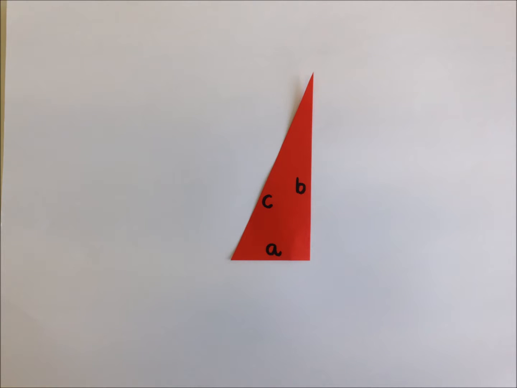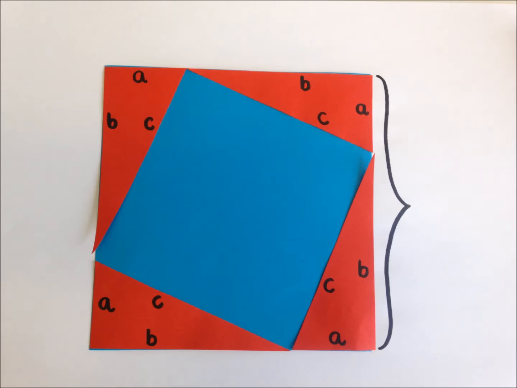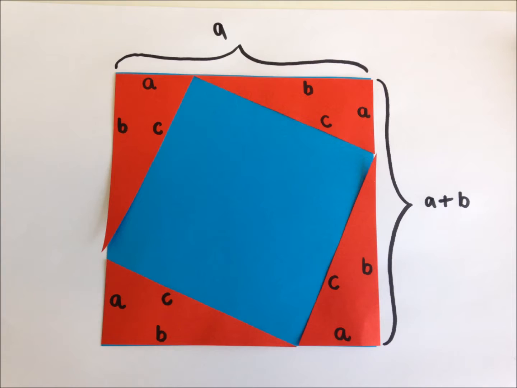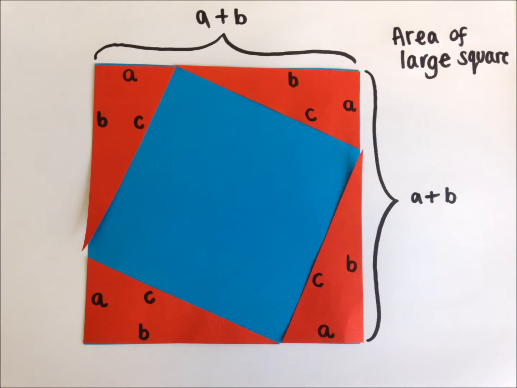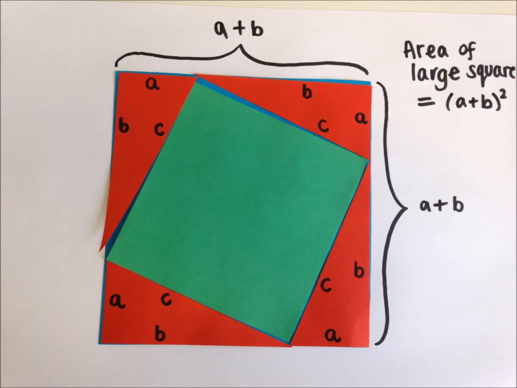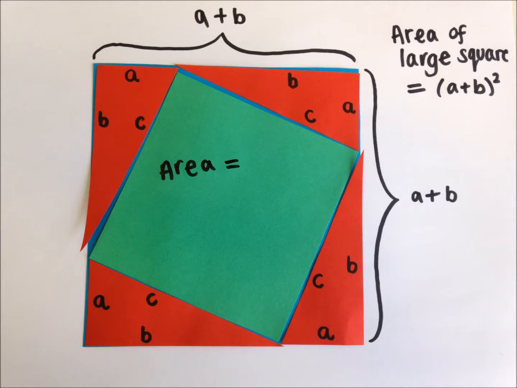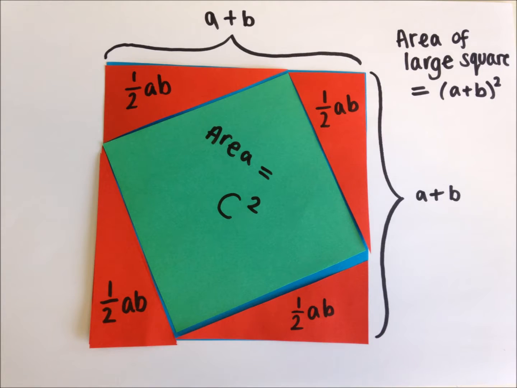Take a right-angled triangle with hypotenuse length C and other sides length A and B. Make a square using 4 of these triangles. The length of the sides of the largest square will be A plus B. This means the area of the large square equals (A plus B) squared. The length of the sides of the small middle square are C, so this means the area is C squared. The area of each triangle is half the base times the height, so half AB.